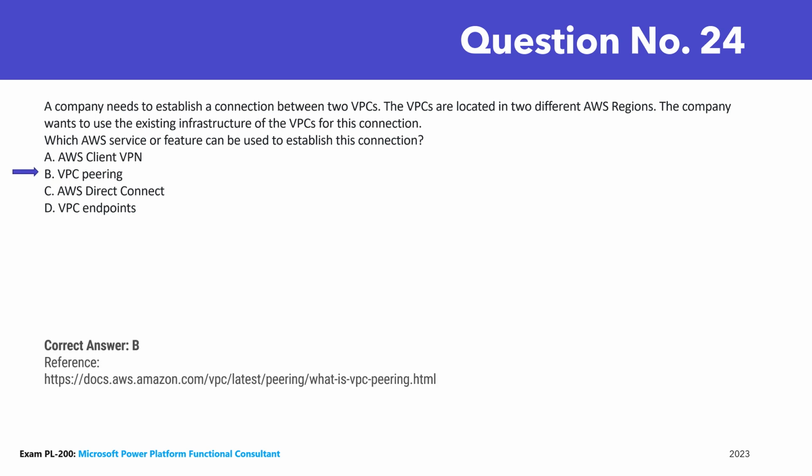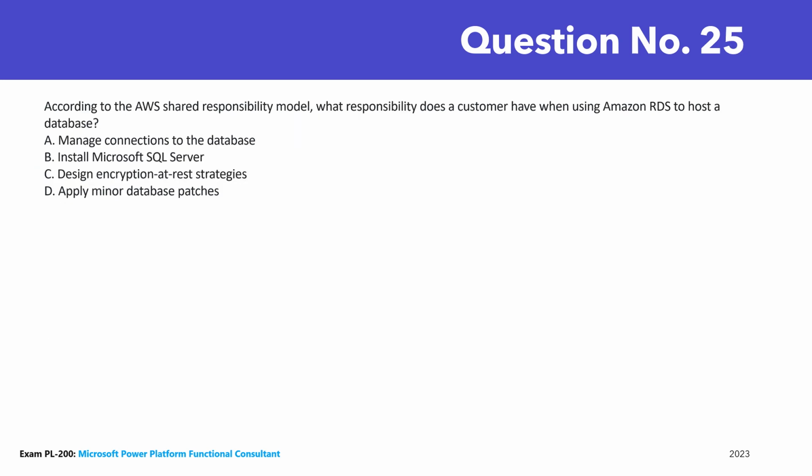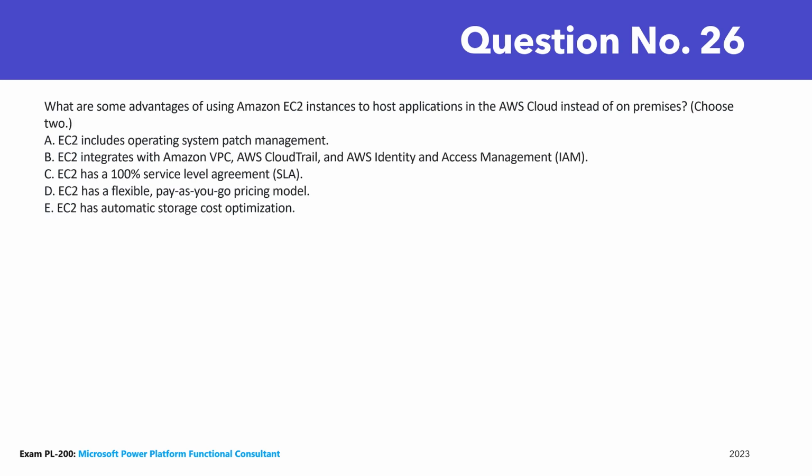According to the AWS Shared Responsibility Model, what responsibility does a customer have when using Amazon RDS to host a database? A. Manage connections to the database. B. Install Microsoft SQL Server. C. Design encryption at rest strategies. D. Apply minor database patches. Correct answer, A.